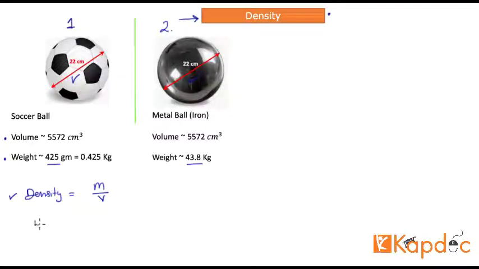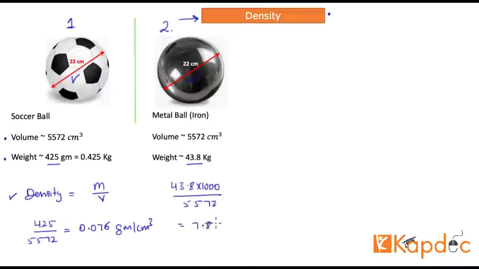So if you apply this fundamental on the soccer ball, the density of the soccer ball is, of course, the mass, 425 gram, divided by the volume, which is 5572, and that comes out to be 0.076 gram per centimeter cube, right? And when you apply the same formula and find the ratio of mass to volume for the metal ball, keeping the same unit of measure, gram per centimeter cube, you will find that this is equal to 7.8 gram per centimeter cube.